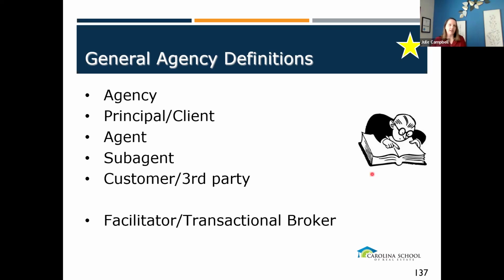So the agent is the one that's hired. Subagent is an agent of an agent. You guys see that prefix sub? That prefix sub means under. So think like submarine, for example. We're going to spend some time on subagency. Right now, let's just understand that a subagent is an agent of an agent, under an agent.